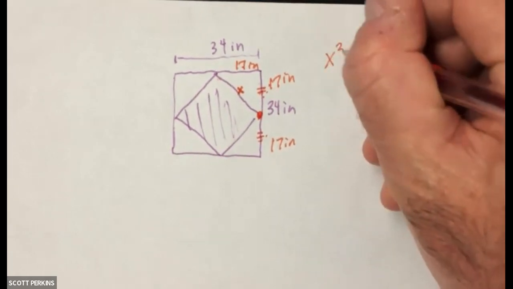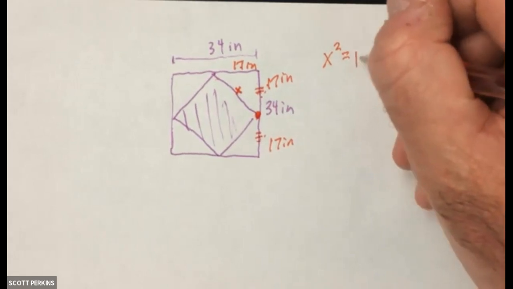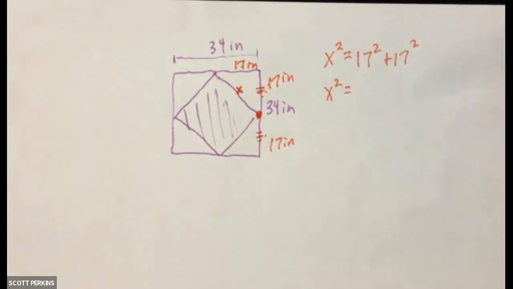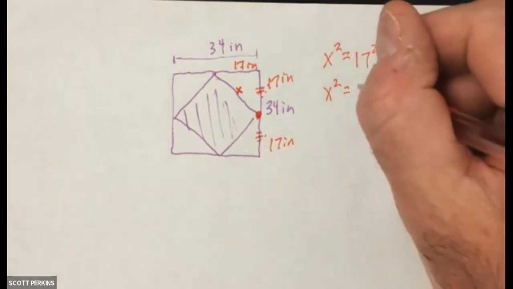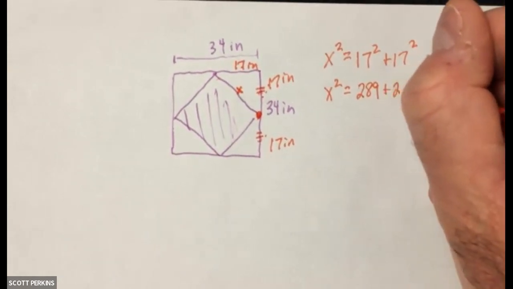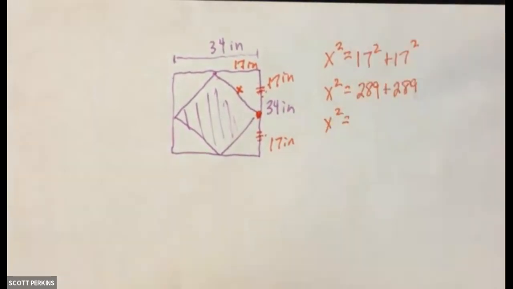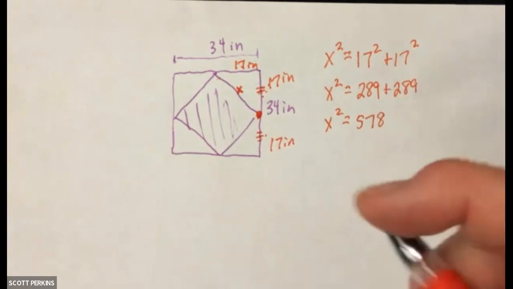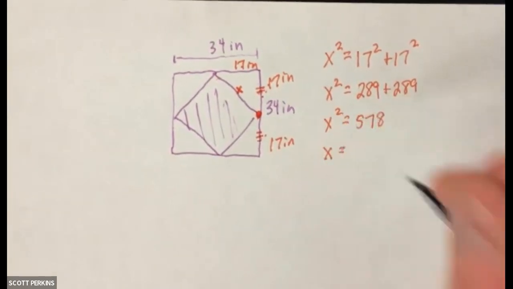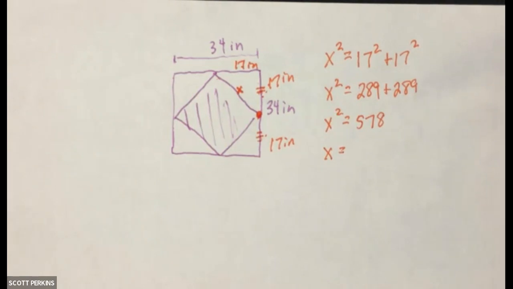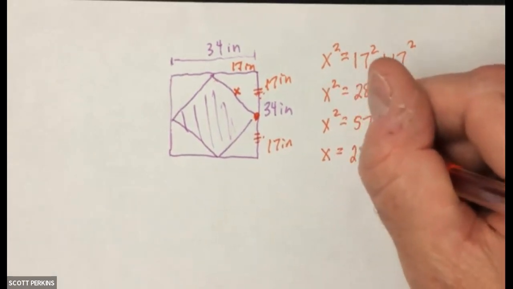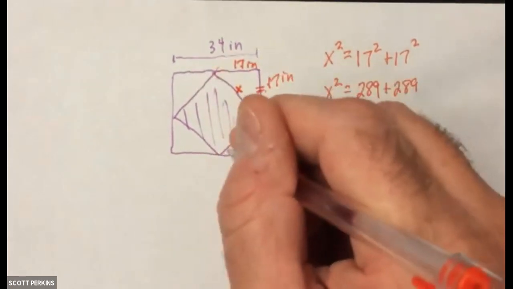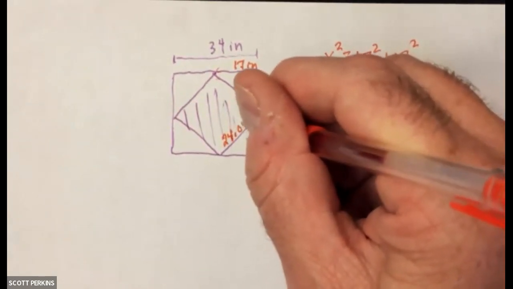So the x squared, we did this earlier. x squared is equal to 17 squared plus 17 squared. And I don't know what 17 squared is off the top of my head. That's 289. So we'll add that to itself and we get 578. And then once again, I've got x squared. To get x, I hit that square root button on my calculator, and that gives me 24.04. So each side of this square on the inside is 24.04 inches.